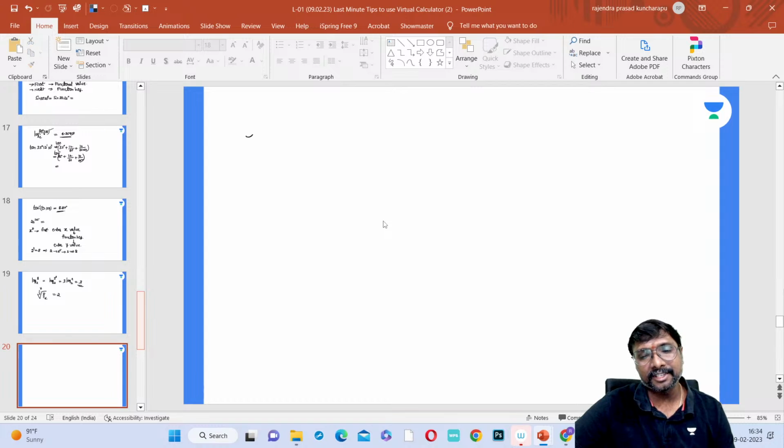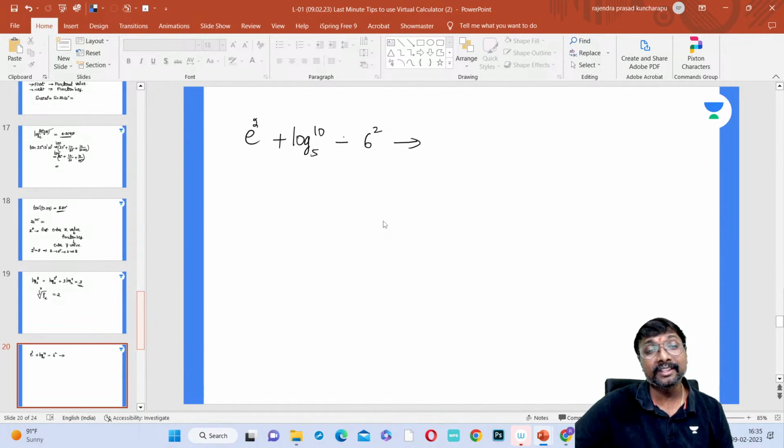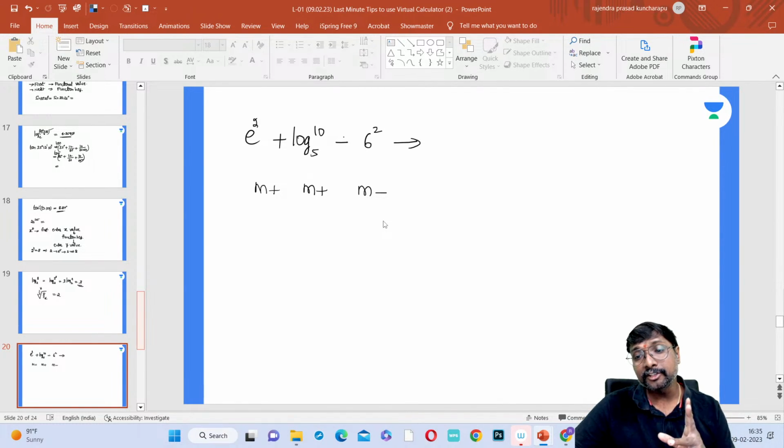Suppose I want to calculate e power 2 plus log 10 to the base 5 minus 6 to the power of 2, all at a time. How is it possible? Either we use memory plus and memory minus here. So calculate the first function and press M plus, calculate the second function and press M plus, and calculate the third function and press M minus. So we will calculate individually and also using the memory function.